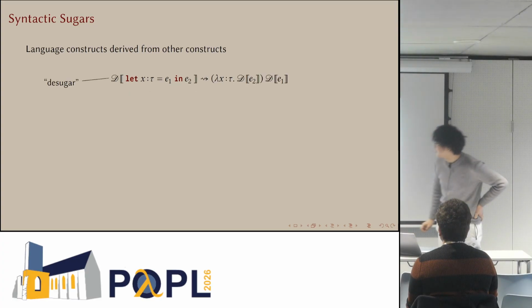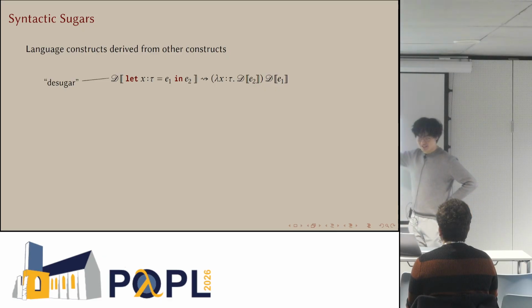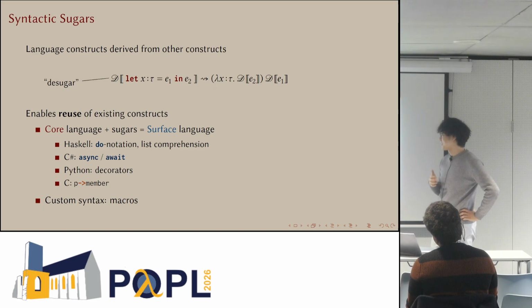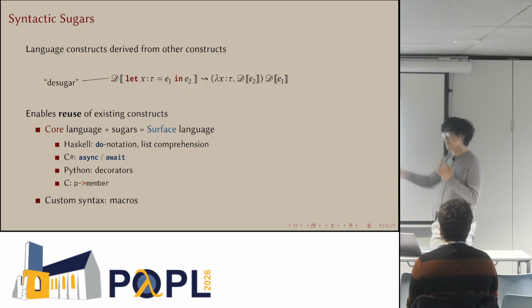And here I would use a fancy D to denote desugaring, and from the notation it recurses down the subterms. So if there are more sugars in E1 or E2, they are also desugared. And it is used everywhere. So sugars enable reuse of existing constructs. For example, real languages use sugars to keep a small core language and provide sugars as a friendly interface in the surface language.